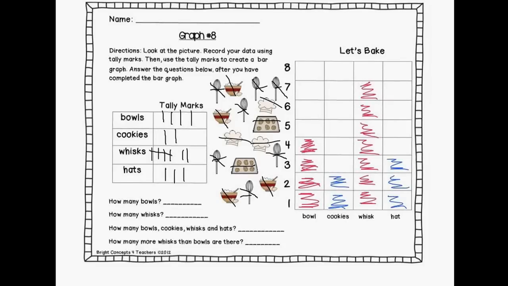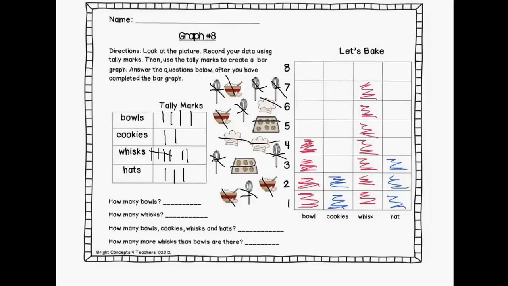1, 2, 3. I'm now ready to use the information from my tally chart and my bar graph to answer some questions. The first question asks, how many bowls? Well, I could use my tally chart and see there were 4 tally marks, or I could use my bar graph, and there were four bowls. So there were four.